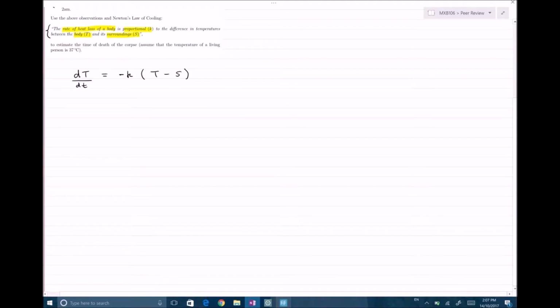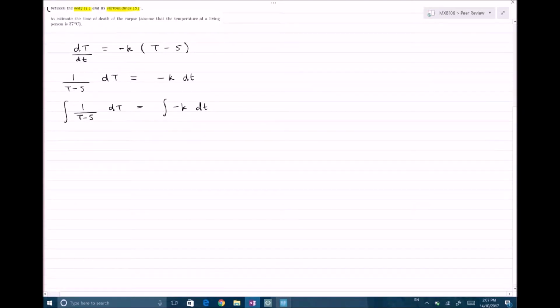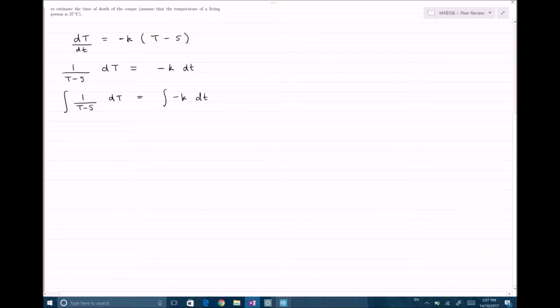We can recognize here that this is a separable first order differential equation, which we saw in topic 2 of the lecture notes for differential equations. Using that method, we can rearrange this to the following form: 1 over T minus S dT equals negative k dt. Now, integrating both sides, we can solve both of these directly. This is just going to be the log of T minus S equals negative kt plus some constant.